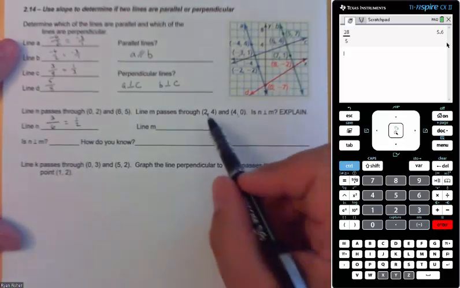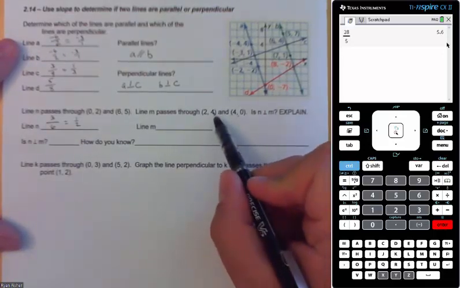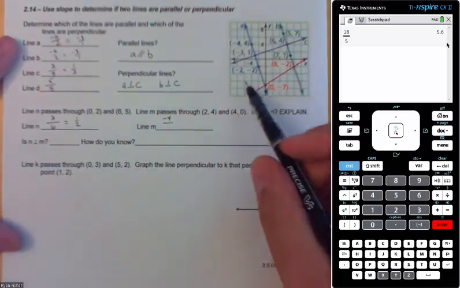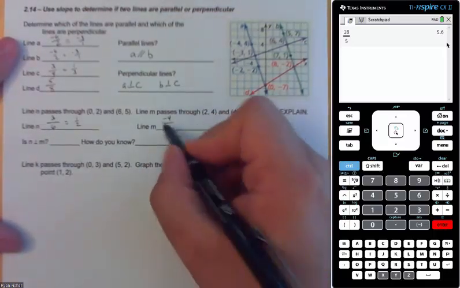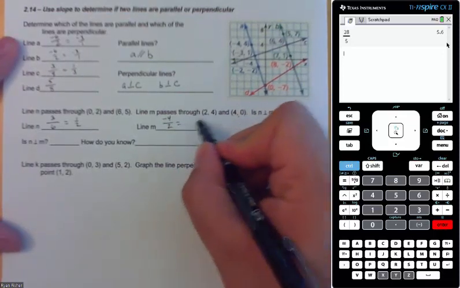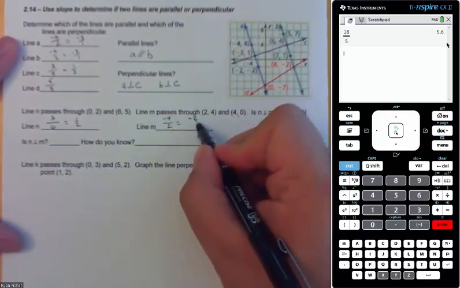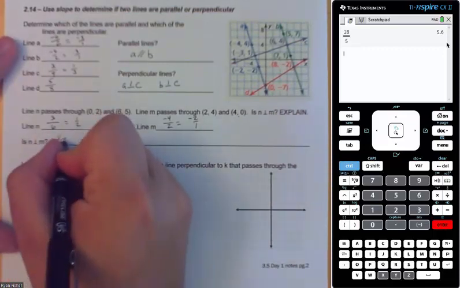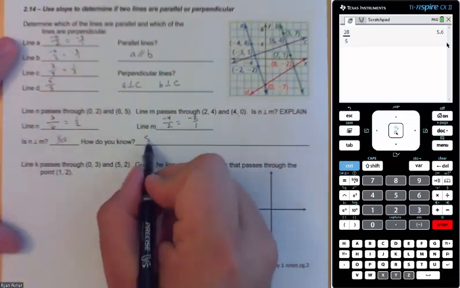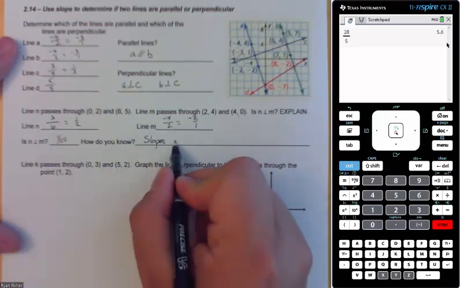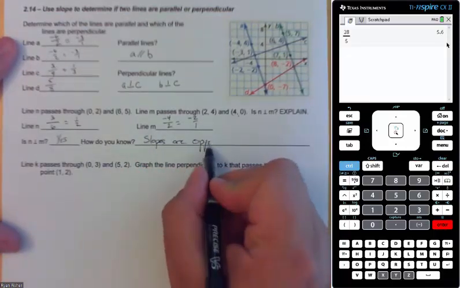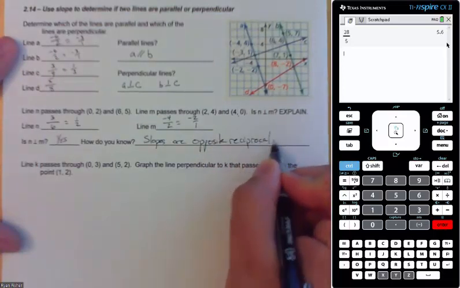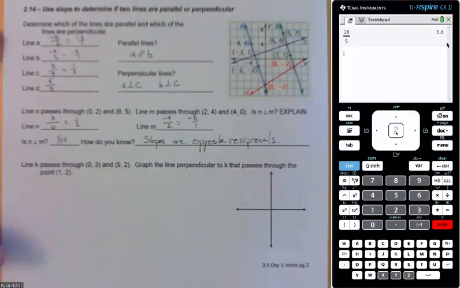How about these two? Y goes from 4 down to 0, that goes down by 4. X goes from 2 up to 4, that goes up 2. This, as a fraction, reduces to -2 over 1. So are they perpendicular? Absolutely. How do you know? Their slopes are opposite reciprocals.